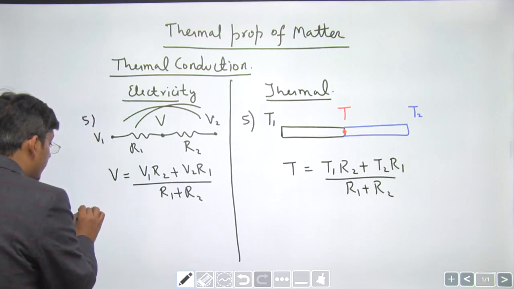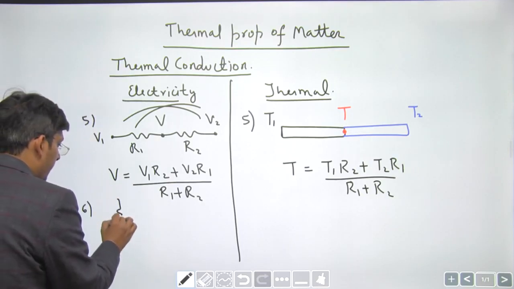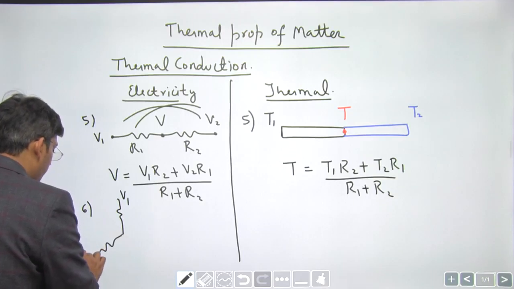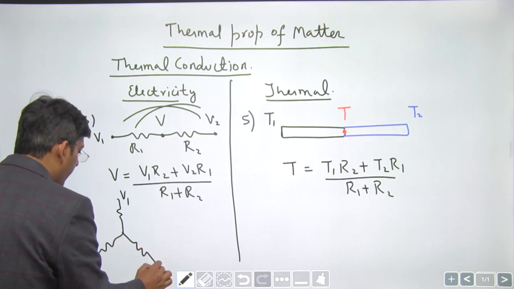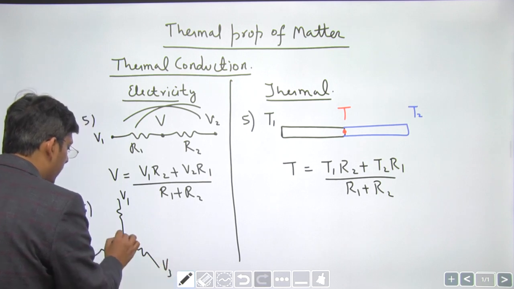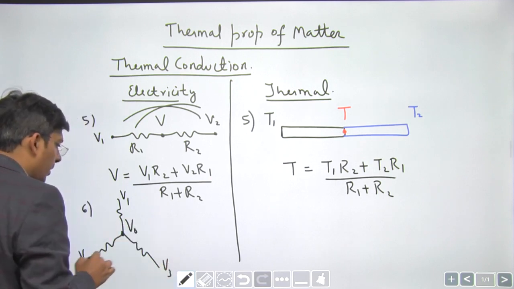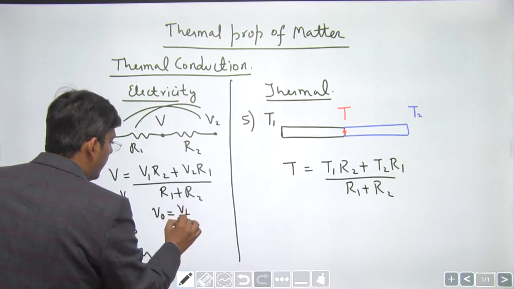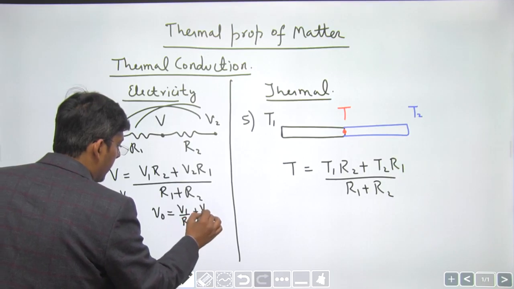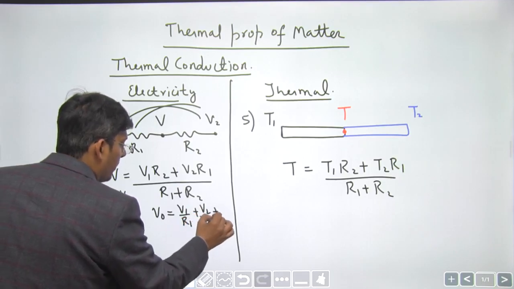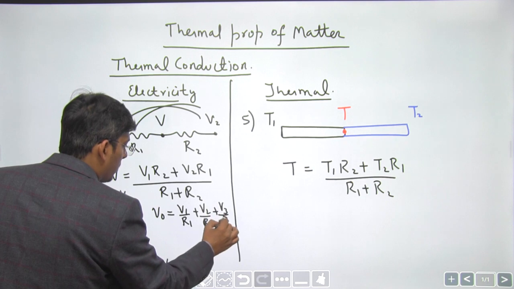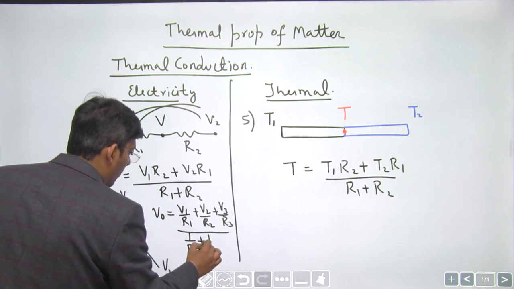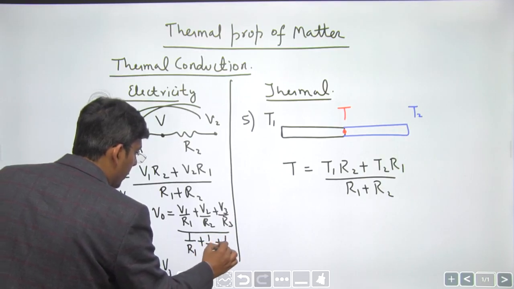If you have say 3 resistors, potential at this point being V1, potential at this point being V2, and definitely dear students, potential at this point being V3, potential at the junction being V0. You know the formula for V0? Yes, we know the formula for V0. The only difference in thermal is that this V becomes T because current flows, electric current flows because of potential difference, but we expect the heat current to flow because of temperature difference.